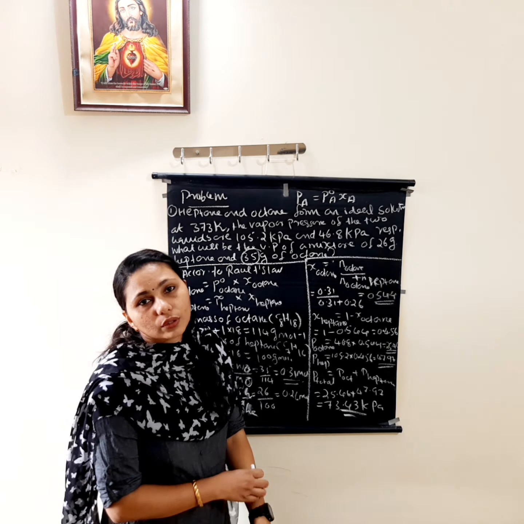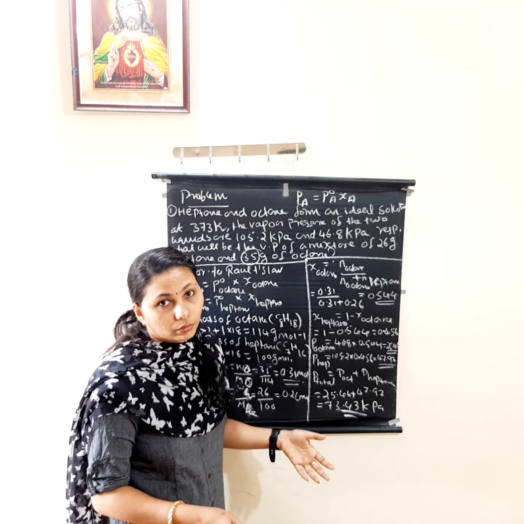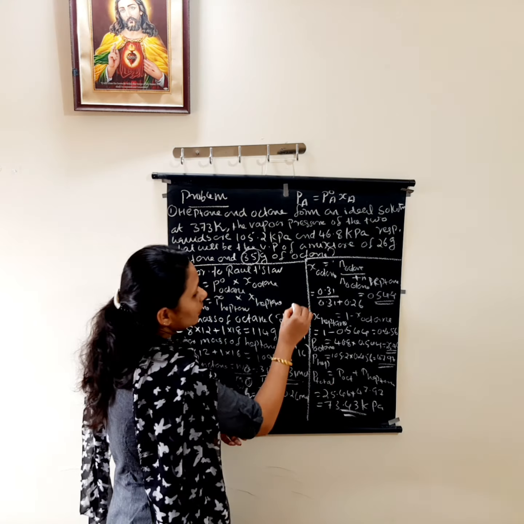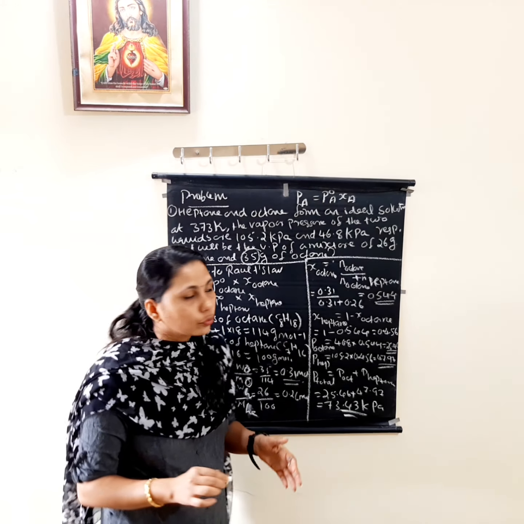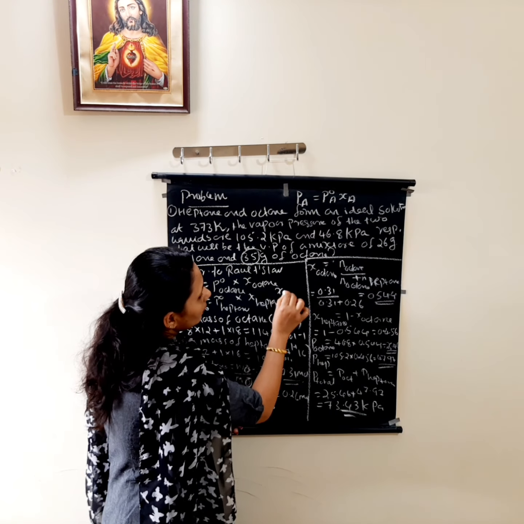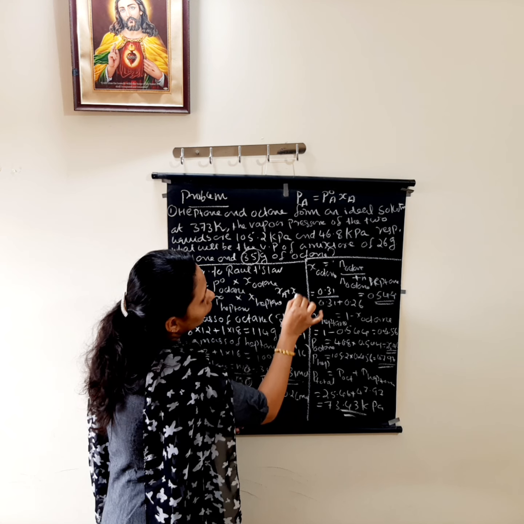So it is easy to calculate the mole fraction of heptane. We know the sum of the mole fractions of the two components, X_A plus X_B, equals 1.